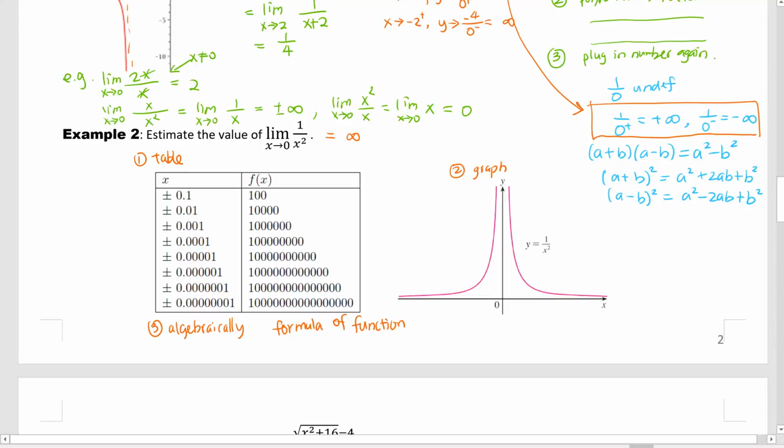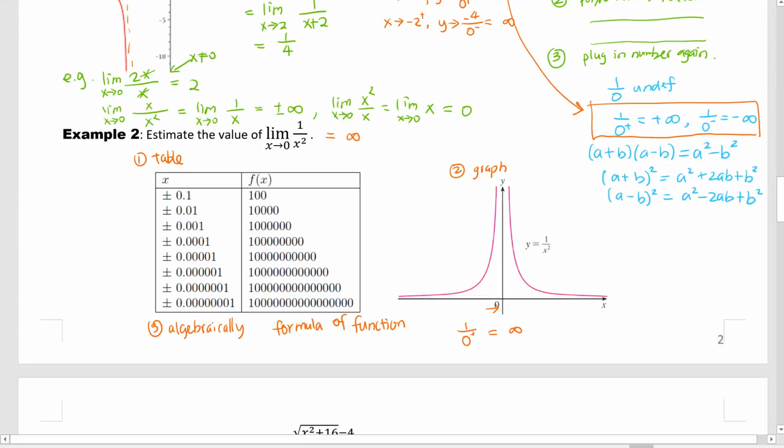And the second, we can see from the graph, when x goes to 0, my y just goes up, right? It goes to infinity. So that's why the answer is infinity. And that's from the graph. And for the formula, what happened? Well, when x goes to 0, you have 1 over 0 plus, because x squared is always positive. So 1 over 0 plus, we know that is also infinity.